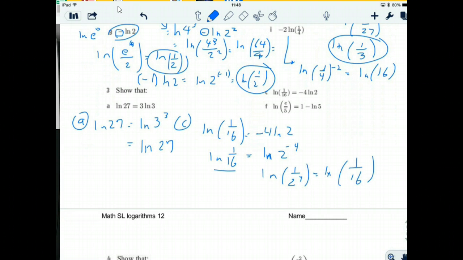Okay, and then last one, F. Natural log of e to the 5th is equal to 1 minus natural log of 5. So if we take the natural log of e to the 5th, that's the same thing as the natural log of e minus the natural log of 5. Natural log of e to the 1st is just the same thing as 1 minus natural log of 5, and we just proved that.